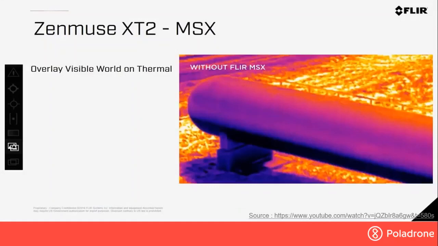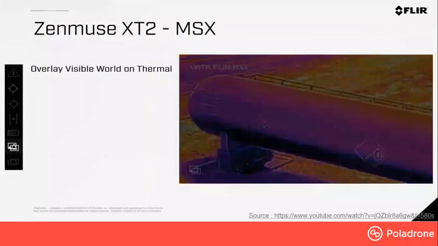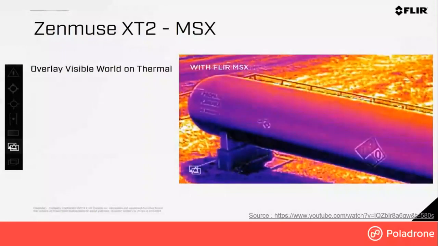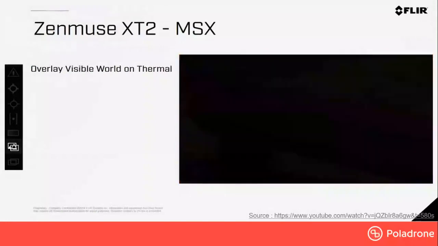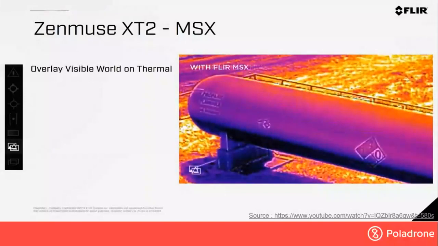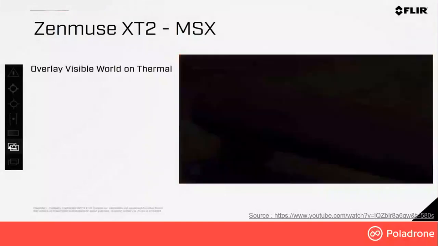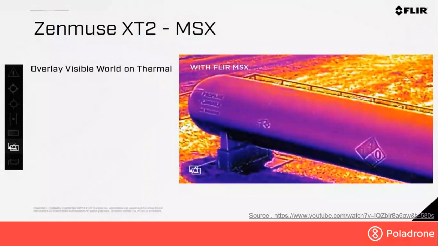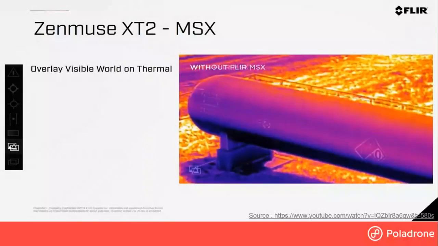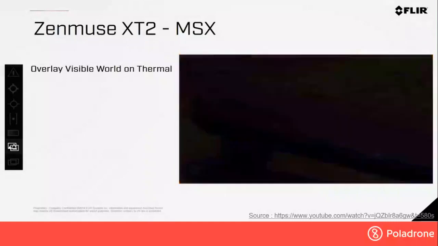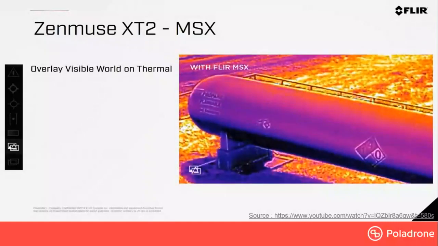And then the next function we're going to talk about is MSX. What is MSX? Basically MSX is the overlay of the RGB view and the thermal view. Normally when we see the thermal view, it doesn't have a very clear picture. But if you choose the FLIR MSX function, it will overlay the RGB view and the thermal view together to give you a better picture of the object and a clearer view. So this is the MSX function.